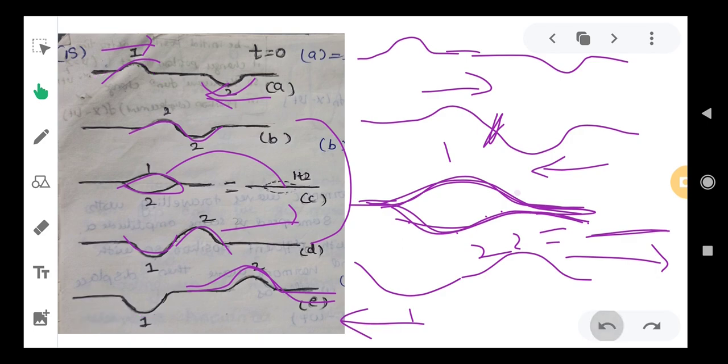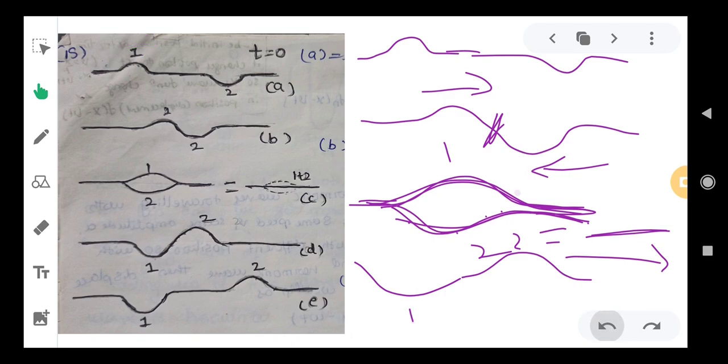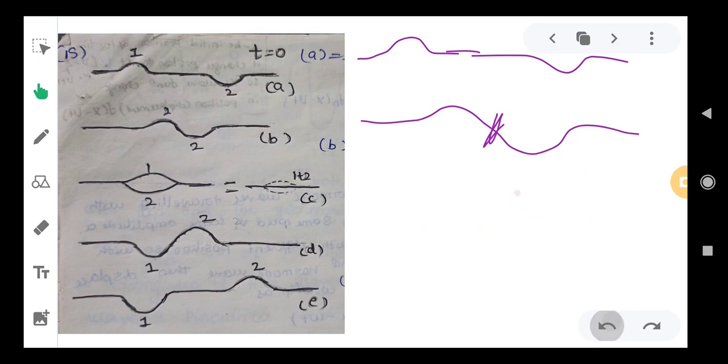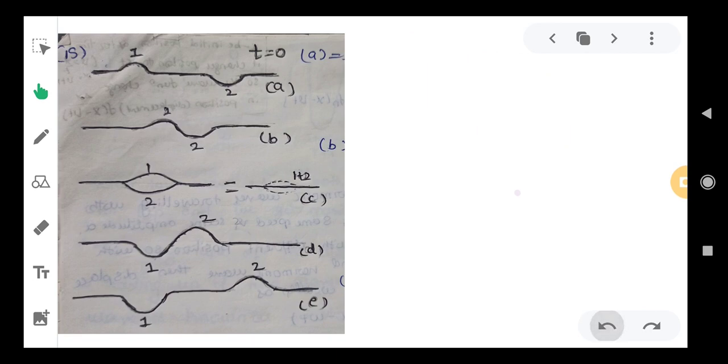Wave 1 and wave 2 are moving in opposite directions to meet. Before time t, first diagram A. After a certain time, when they start traveling, later they meet at a point according to diagram B. Next, again they move, and both pulse 1 and pulse 2 overlap with each other and produce a resultant displacement of zero according to C.